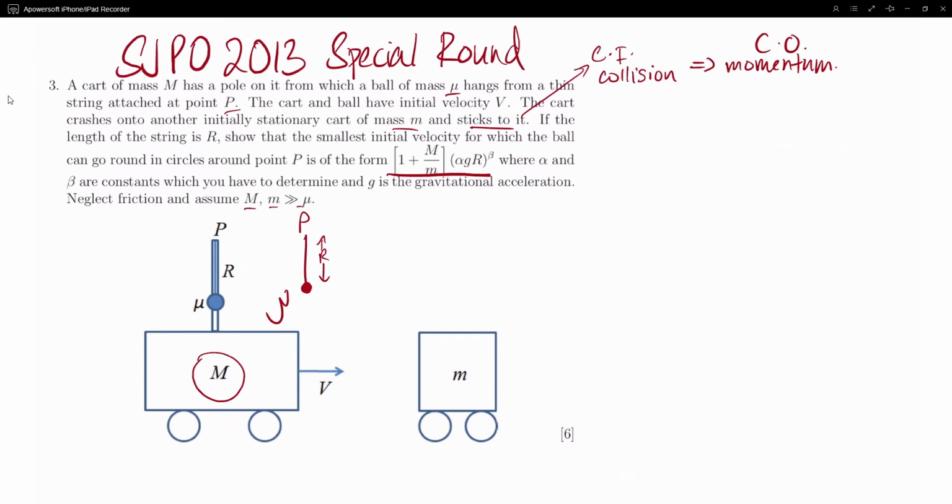Okay, so we know that this question is actually in two parts. One is definitely going to be momentum. You want to find the velocity using conservation of momentum. But the other part is about circular motion. What exactly about circular motion?